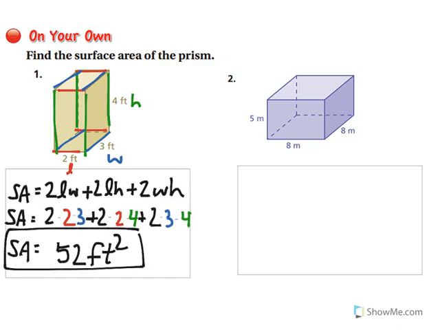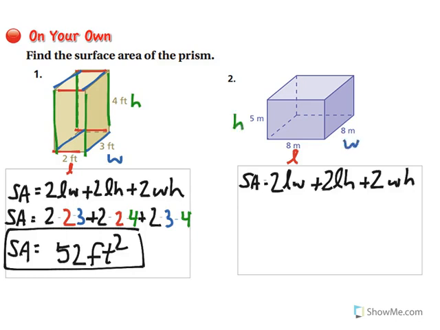Let's try our next one. Again, we have surface area equals 2 length times width plus 2 length times height plus 2 width times height. Okay, and again, I'm going to call this my length, I'm going to call 8 my width, and I'm going to call 5 my height. I'm going to plug in my information then.